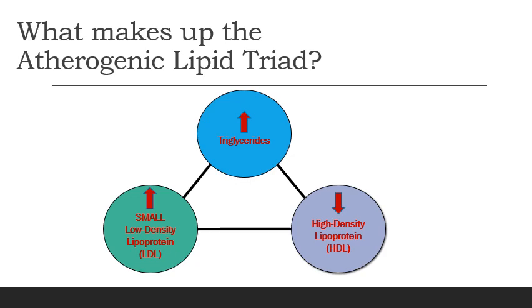I want to revisit the components of the atherogenic lipid triad: high amount of triglycerides, low amount of HDL-C, and high amount of small LDL particles. As you can see, this increased number of small LDLs is one of the components. All of these components are interconnected though, and it all begins with insulin resistance.